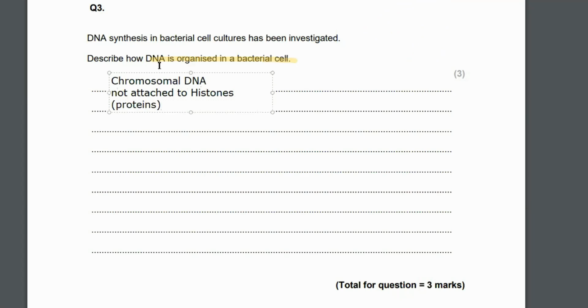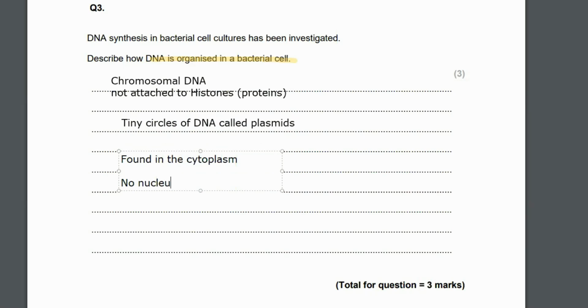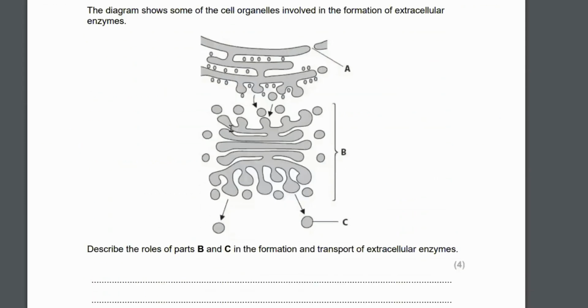So chromosomal DNA is not attached to histones. When you're in a bacteria, their chromosomes are not attached to those proteins called histones. They also contain tiny circles of DNA called plasmids. So that would definitely differentiate, and those would be in the cytoplasm of the bacteria. You don't really find them in the cytoplasm of eukaryotic cells. They also wouldn't have a nucleus, and also we would find DNA loose in the cytoplasm. So those would be some differences.